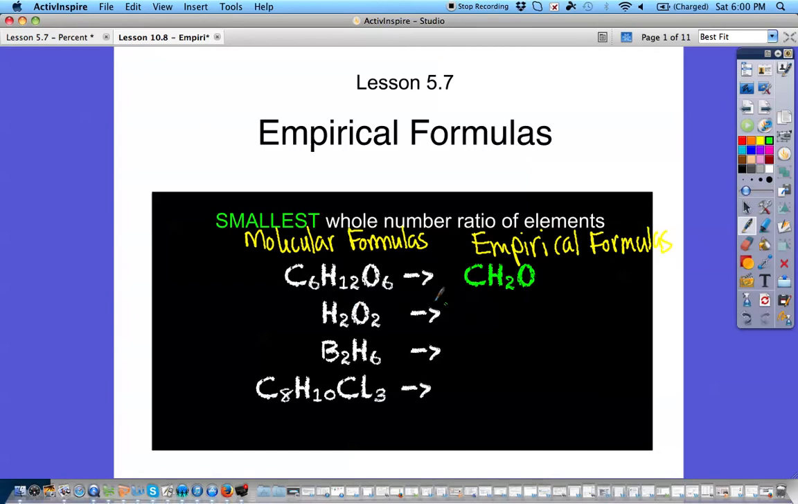We can divide all of these by 6, so it would be CH2O. H2O2, we can divide both of those by 2, so this is just HO. B2H6, we can divide all of those subscripts by 2, so it's going to be BH3. And then C8H10Cl3. Well, there's nothing that we can simplify this down. So in this case, the molecular formula is the same as the empirical formula because we can't simplify it. There's no smaller whole number ratios.